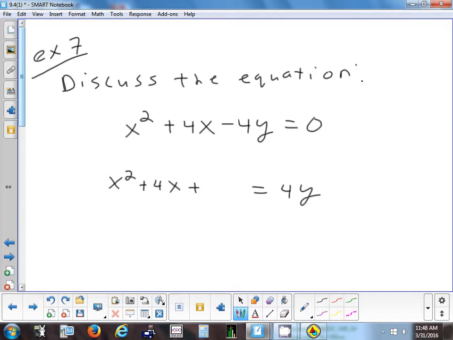So what's half of 4? 2. 2, and square it? 4. 4. Now we added 4 on the left. What do you add on the right? 4.